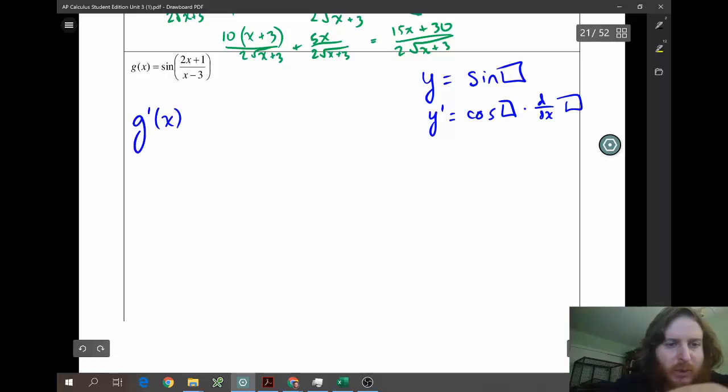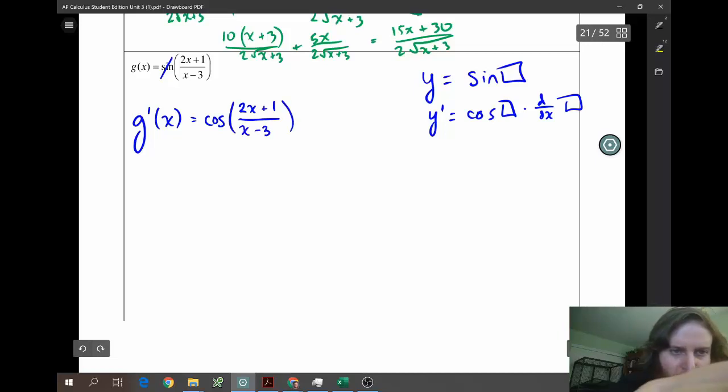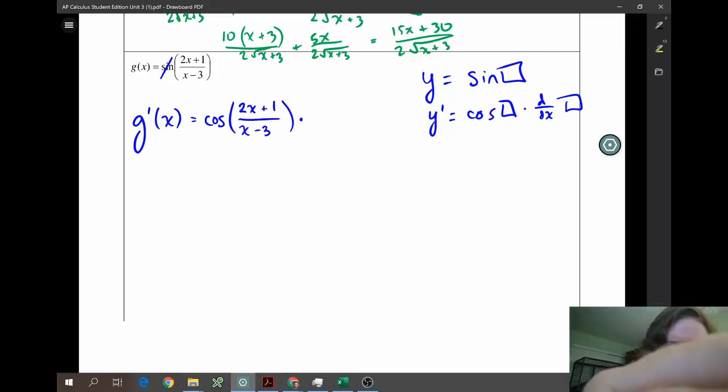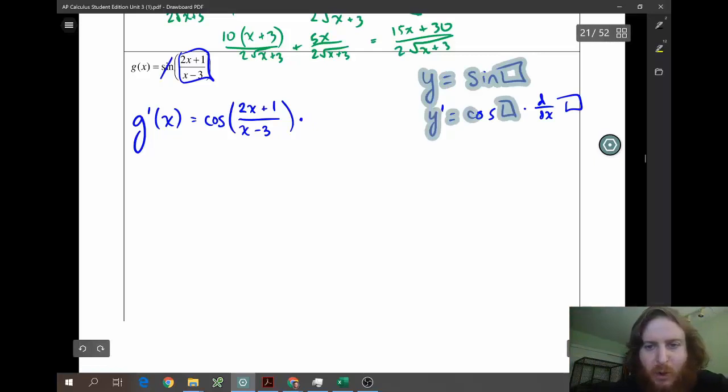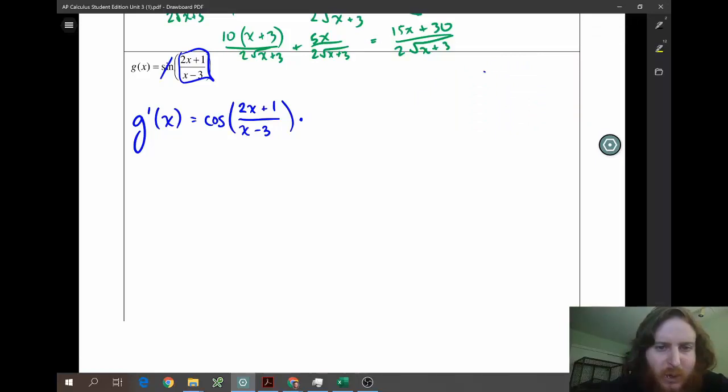So when we do the sine part, what's the derivative of sine? It's cosine. I'm going to write in cosine of 2x plus 1 over x minus 3, and then I crossed out my cosine. Now I'm going to multiply by the derivative of the box, right? This is our box. Now when we do the derivative of that box, we're going to have to do quotient rule. So now it's not just a 2x there, it's this whole big thing. So we're going to have to do quotient rule.